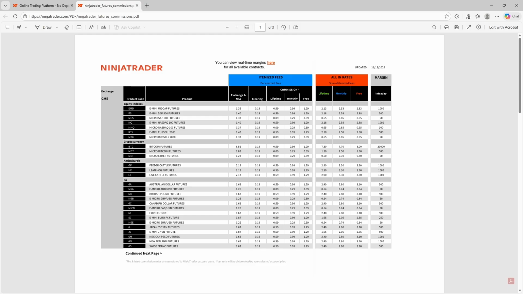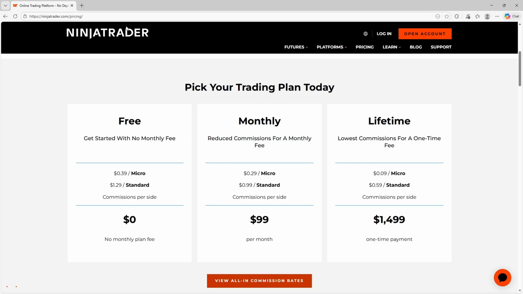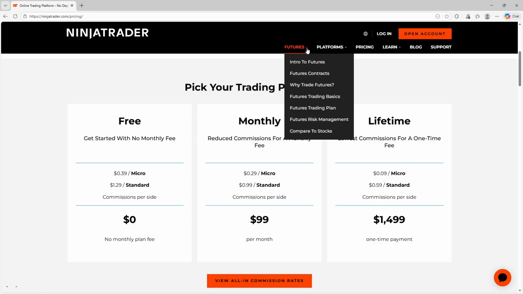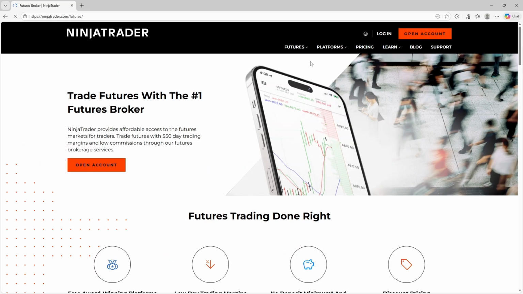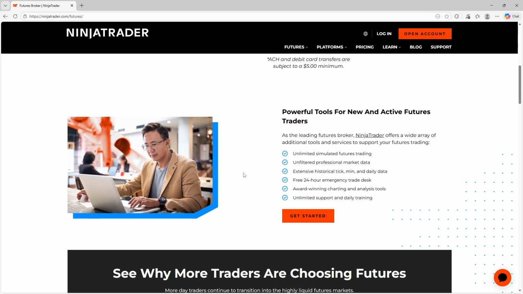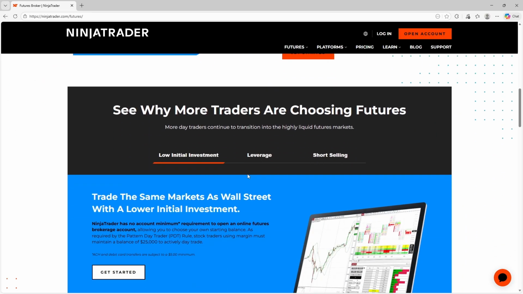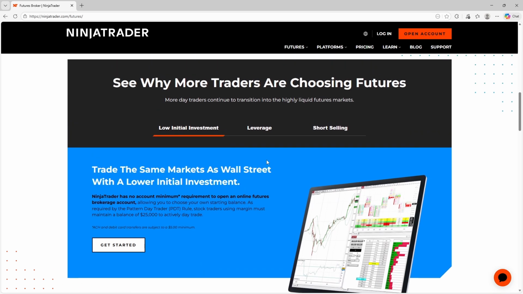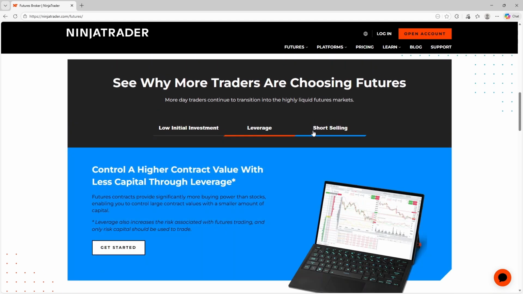NinjaTrader's feature set reflects its singular focus on active futures trading. The platform offers professional-grade charting with deep customization, advanced order flow tools, depth of market analysis, volume profiling, and tick-by-tick data. Traders can build, backtest, and automate strategies using NinjaScript, enabling fully customized algorithmic trading systems.